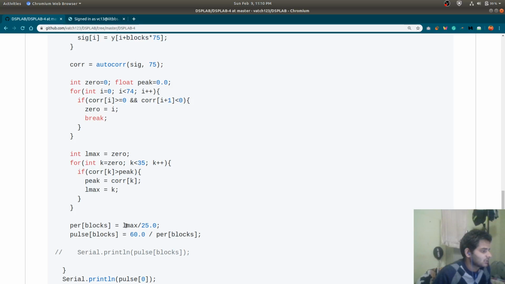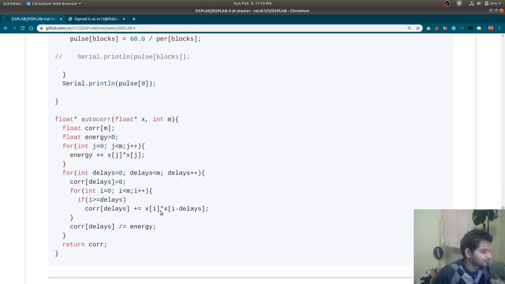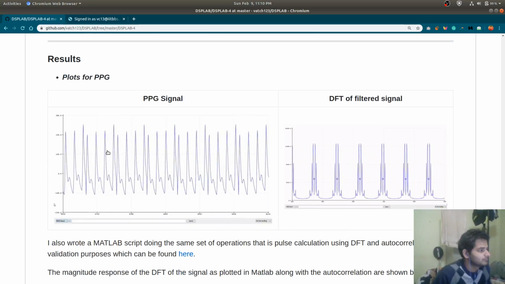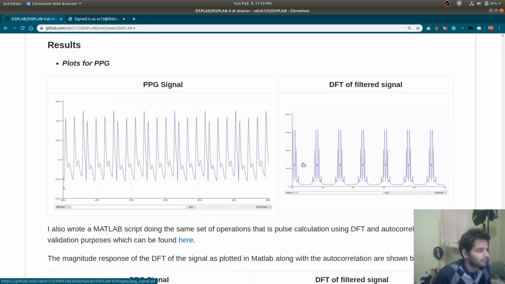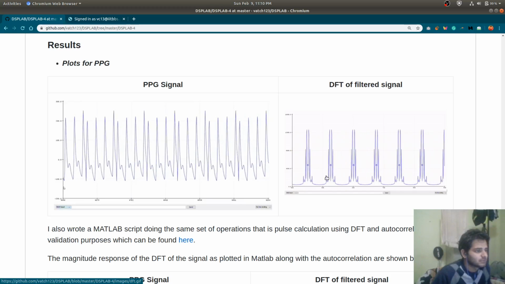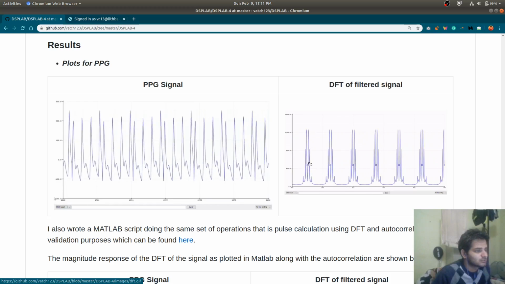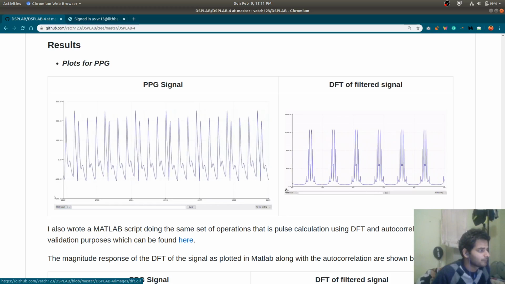Similar to last time, divide the position by the sampling frequency, which is 25 here, and divide the whole thing by 60 to get the pulse period. Now coming back to the results, this is our original PPG signal. This is the DFT of the PPG signal. Once we filter it using moving average, this is what the DFT components look like.